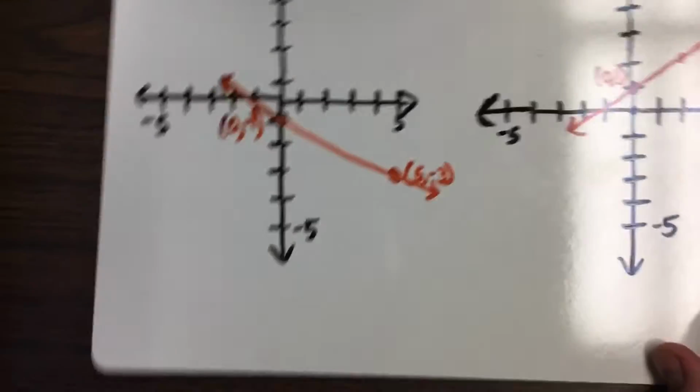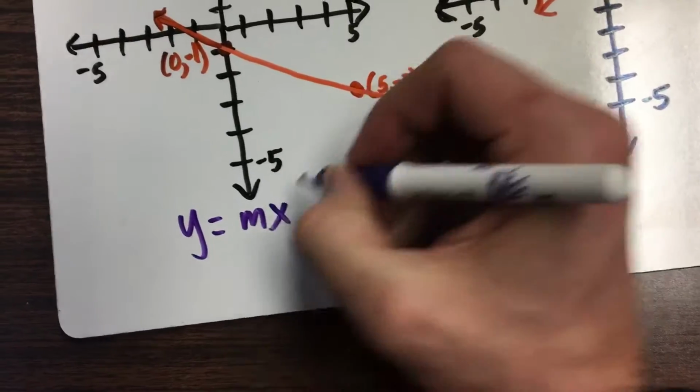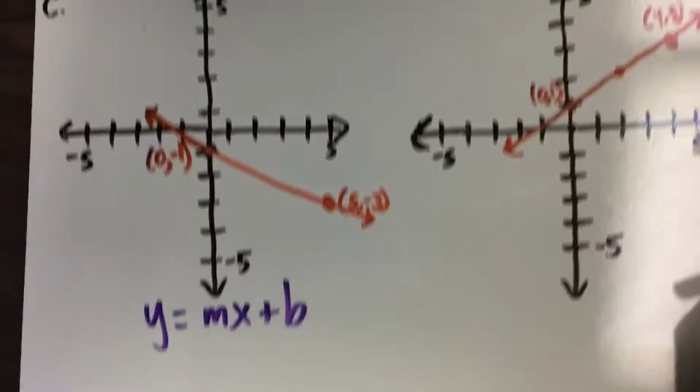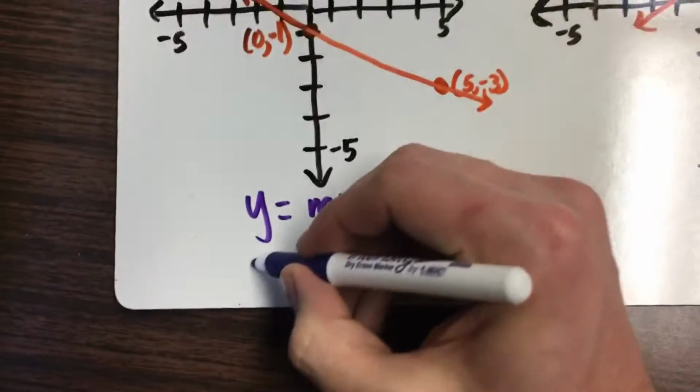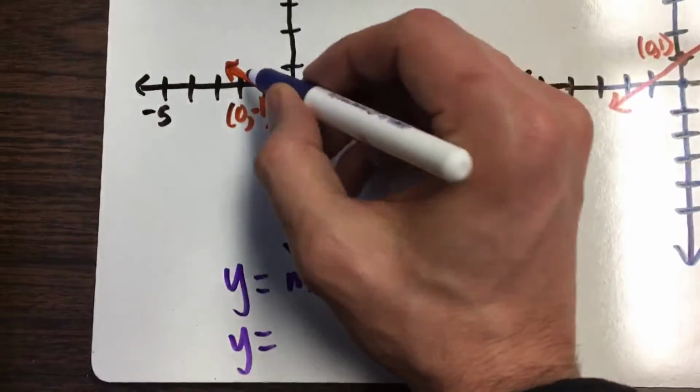Letters C and D are the same idea. I know I have my format. You don't actually have to write this, but I like to write it just to organize myself. Okay, I know it's going to be y equals, because it always is. I need to find the slope. This one's another one that's going downhill.